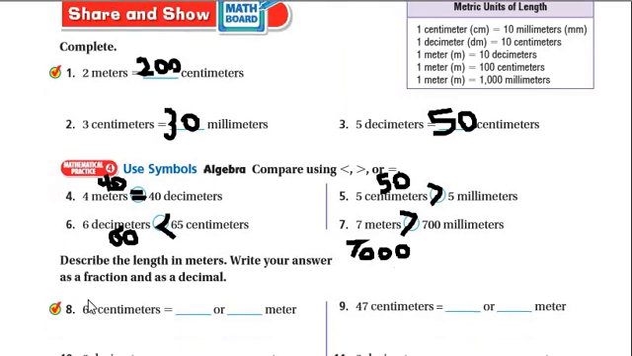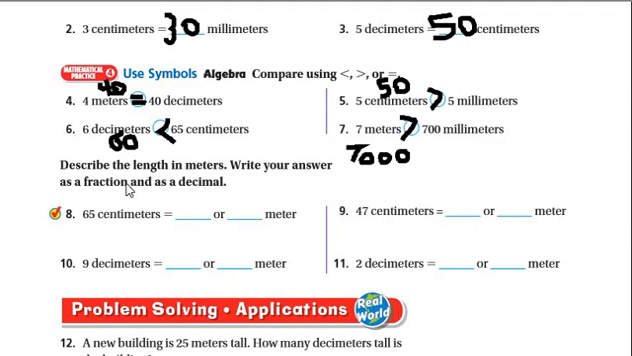Okay. And here we will describe the length in meters. We will write our answer as a fraction and as a decimal. Let's go back again to fractions and decimals. So number 8, I have 65 centimeters equals what? Here we will write the fraction form or the decimal form, but using the meter unit.